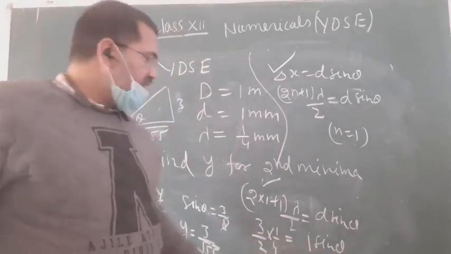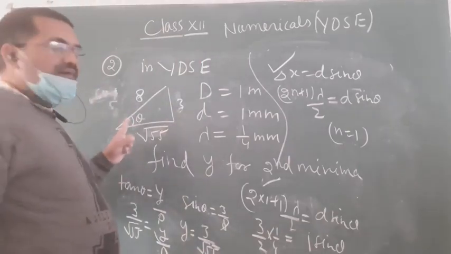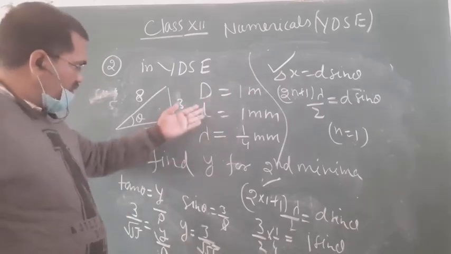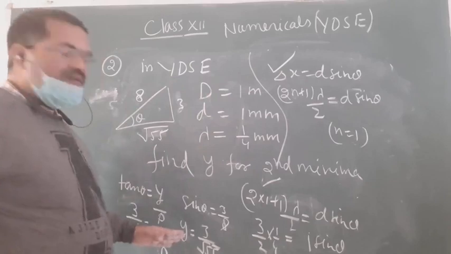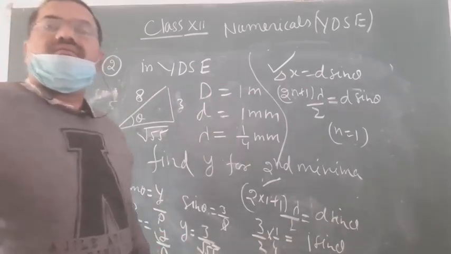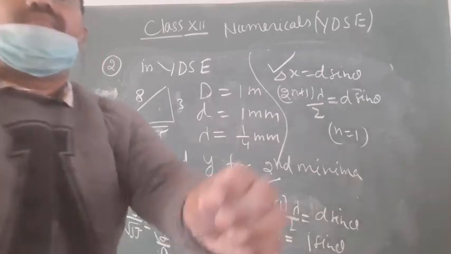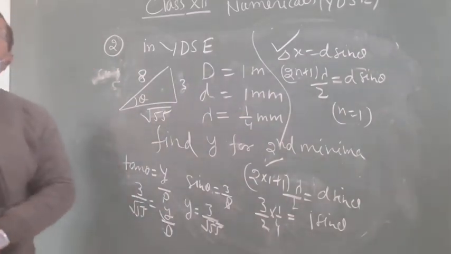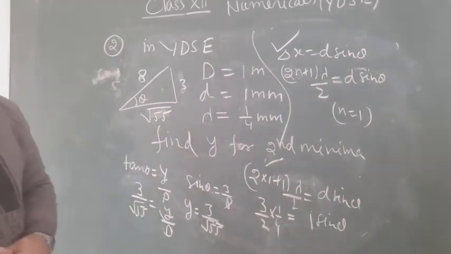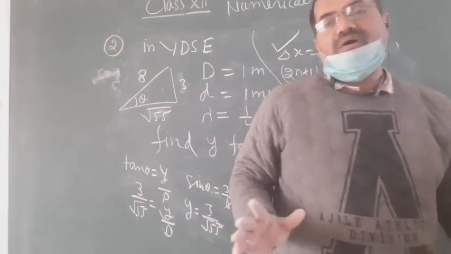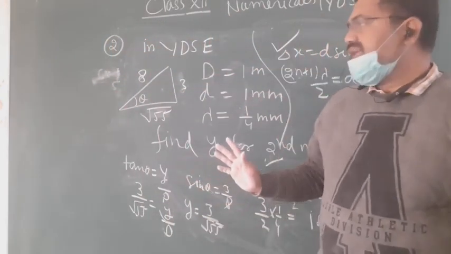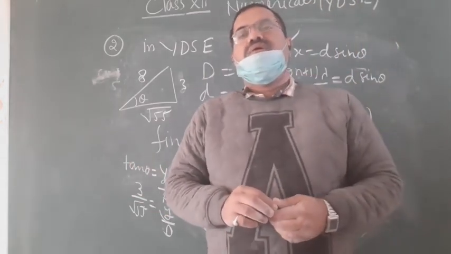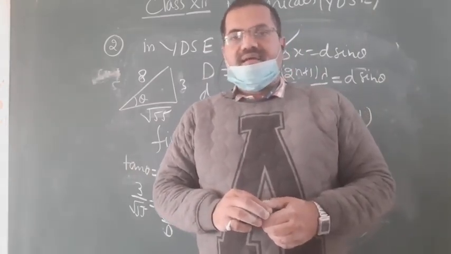First we should find sin theta and corresponding theta, then we will find tan theta, and tan theta equal to y upon D. So put the values of the given data, and you can find y for second minimum. Okay, so write it down. So this is all about numericals today. We'll do more numericals in the next lectures. So I think you enjoyed it, and thank you.